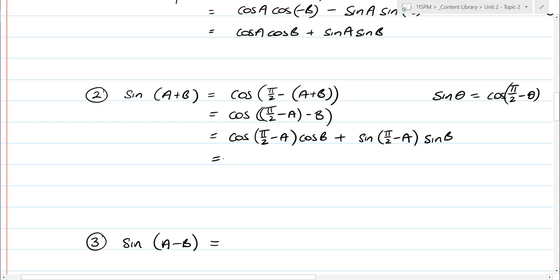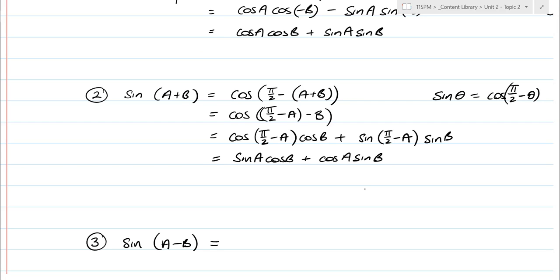And we know the same rule here. Cos of pi on 2 minus A is equal to sine of A. And sine of pi on 2 minus A is equal to cos of A for the same rule. And so I get sine A cos B plus cos A sine B. There's my expansion now. And you see they're all very similar, so you've got to be careful with that.